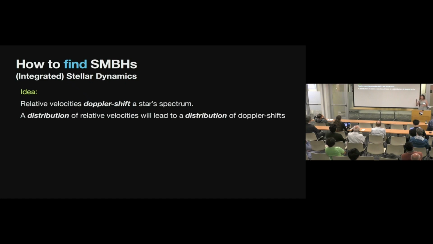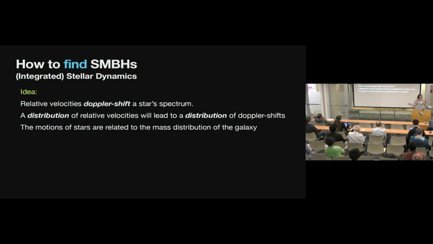The basic idea of integrated stellar motion is not especially complicated. If you have a relative velocity between you and a star, there's going to be a Doppler shift in the star's spectrum. And if you have a distribution of relative velocities coming from a population of stars that you can't necessarily individually resolve, you'll see a distribution of Doppler shifts in the resulting spectrum. If you can work out what that distribution is, that tells you about the motions of these stars, and you do a bunch of modeling to infer back what the mass distribution of the galaxy likely is. And hopefully then there's a supermassive black hole somewhere in there.